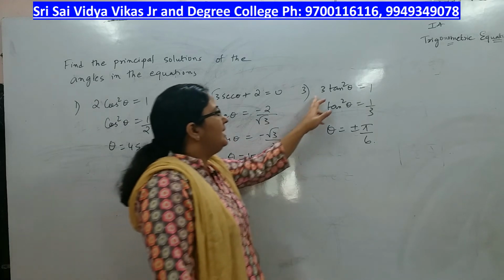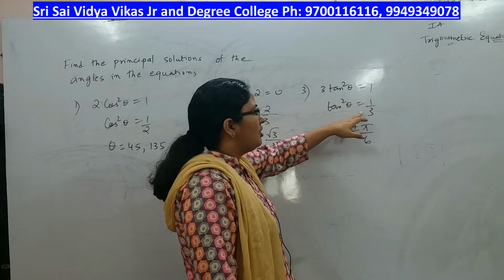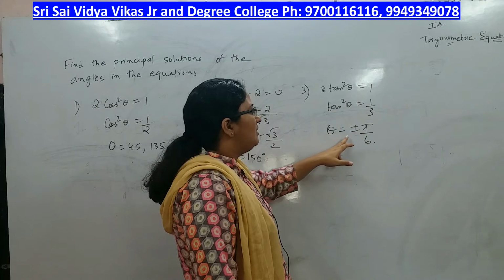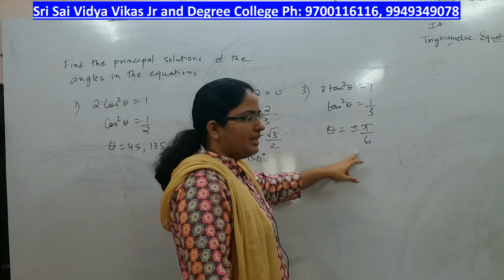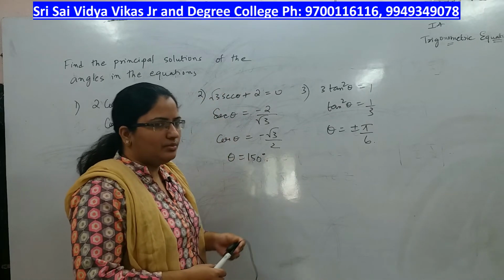3 tan² θ = 1. Tan² θ is 1/3. So, tan θ will be plus or minus the root of 1/3, that is ±1/√3. So, theta value is equal to ±π/6. That is the theta value.